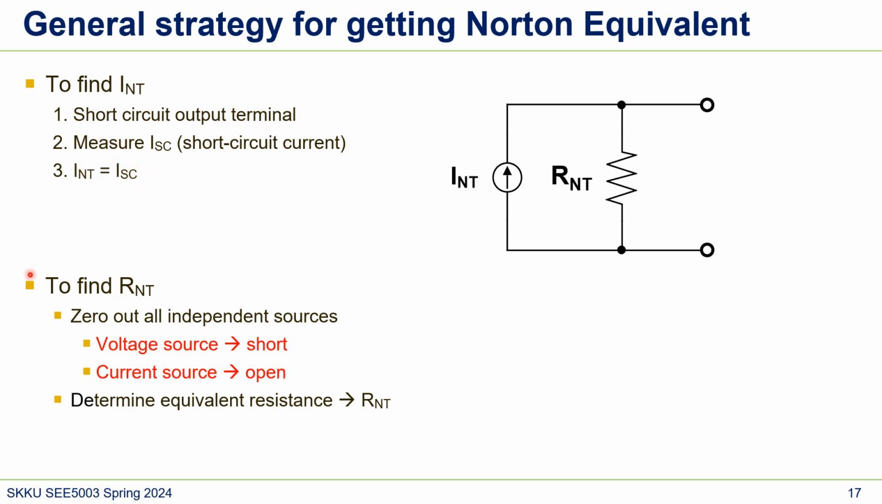And then to find RN, zero all the independent sources, the same. But in Thevenin, there was a voltage source, so we shorted it. But in the Norton equivalent, we have only a single current source, right? So to zero out this, we just open it. Open it means just remove it, and then measure the resistors here.